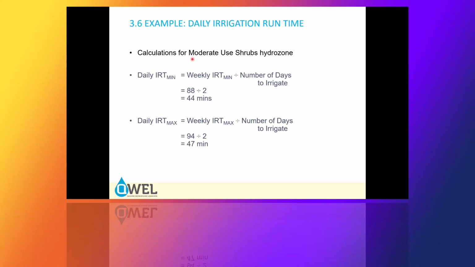If we figure out what our daily irrigation runtime would be, it's our weekly divided by the 2 days that we decided to irrigate. So that leaves 44 minutes for our daily irrigation runtime at the minimum, and then our daily irrigation runtime maximum is 94 divided by 2, or 47 minutes. So again, we have to round up for these things.